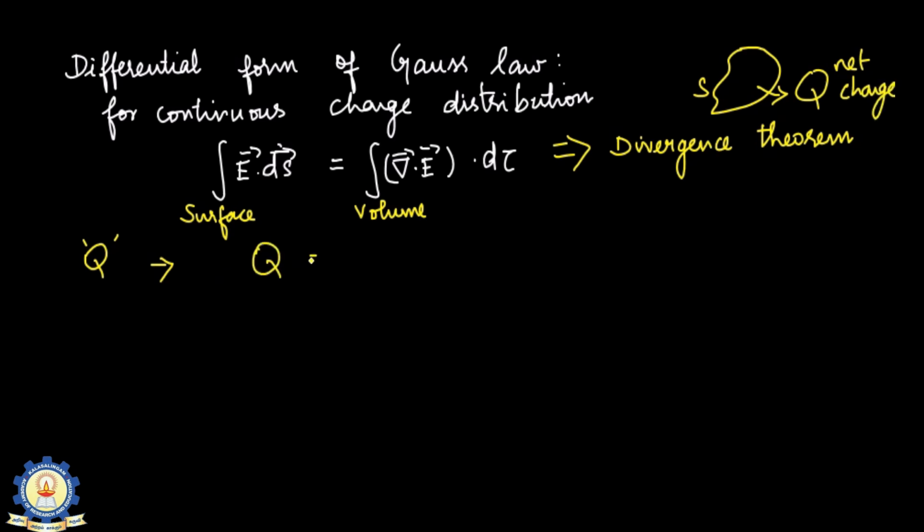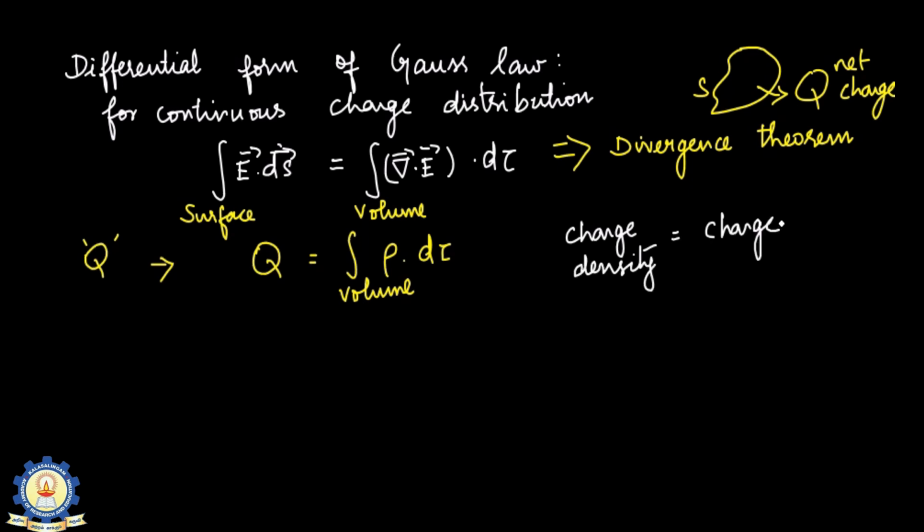So how do we get this equation? We know that charge density can be written as charge by volume. So if we need charge, we can write it in terms of charge density and volume. So rho is equal to q by d tau, where d tau is dx dy dz, considering x, y and z directions.